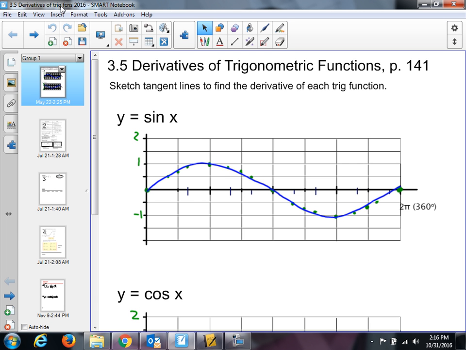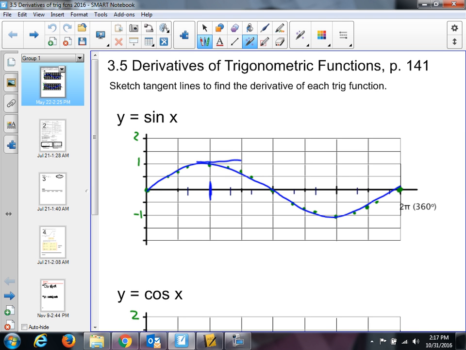Now, we look here. Sine of x. I invented this. Sketch tangent lines to find the derivative of each trig function. So this is the function. Now, what's the easiest tangent line to come up with always? Zeros. Where does this function have a zero? I didn't draw it quite perfectly, it's freehand, but where is there a zero?